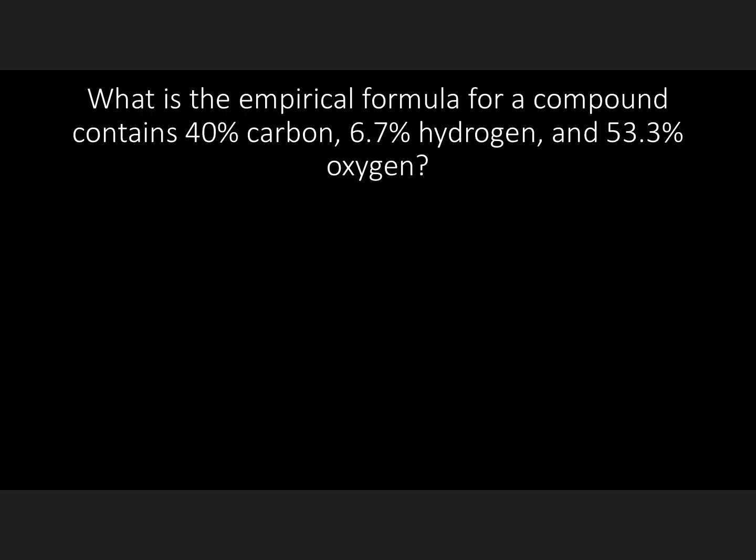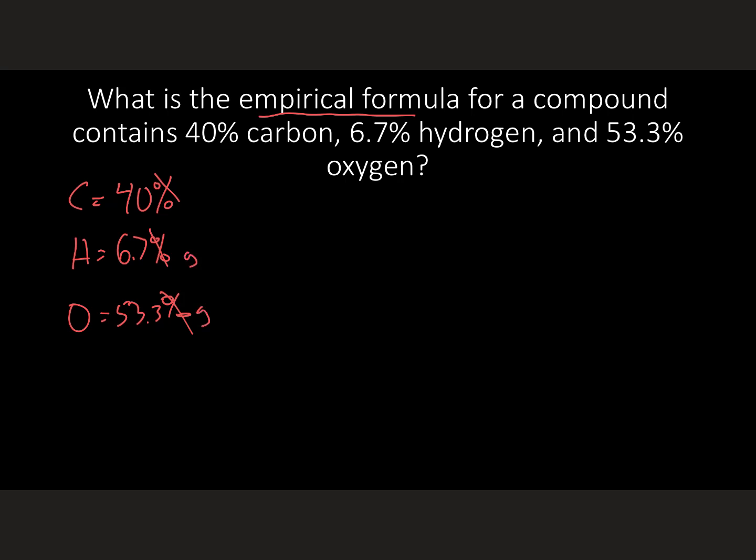Empirical formula. These tend to scare students for some reason. I'm not entirely sure. There's just a process to work through. So we're looking at a compound that's 40% carbon, 6.7% hydrogen, and 53.3% oxygen. Let's put the C over here, hydrogen, and then oxygen. Okay, so the first step, we're going to knock off the percent and just put grams. So that's the first step.